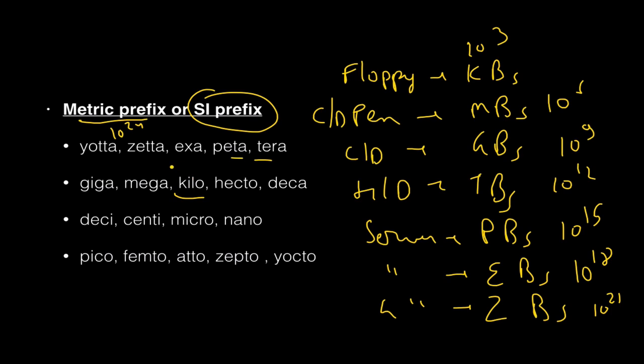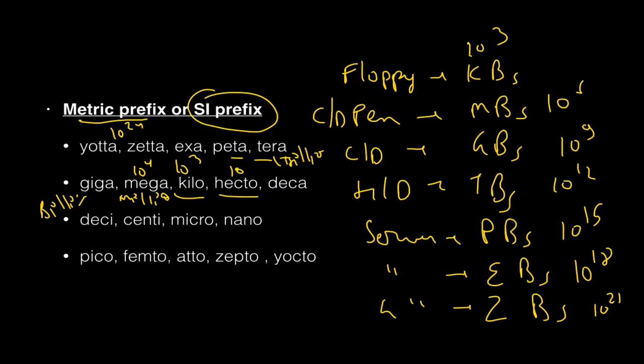Kilo we already know, 1 kilometer has 1000 meters, so it means 10 to the power 3. Mega is 10 to the power 6. Million and mega are the same. Giga and billion are the same. Is that understood? And tera and trillion are the same. So they have some common things.